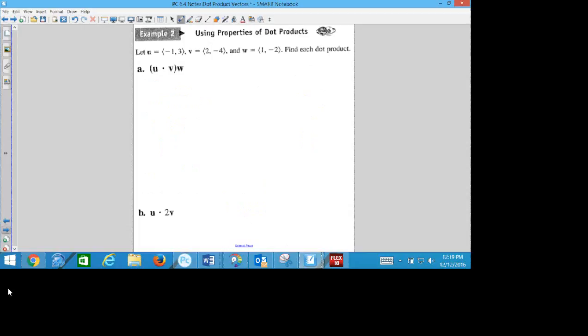So example 2, using the properties, we're going to do something like U times V multiplied by W. Order of operations, what are you going to do first? Do U times V first. Order of operations, we do what's inside the parentheses. So you're going to multiply U times V first. So that's the dot product. Do this first. So I use my dot product on U times V, and I get -2 plus -12. I'm going to take that answer and multiply it by W.